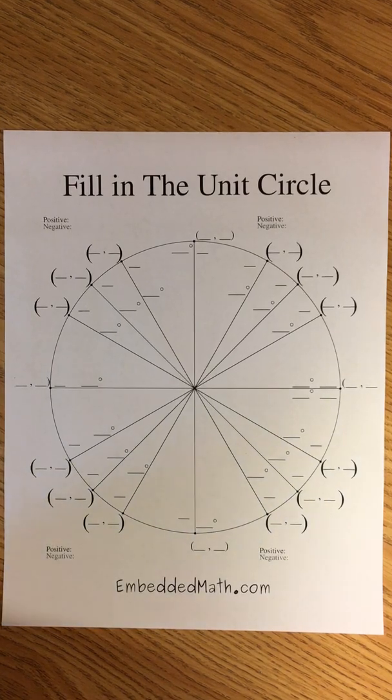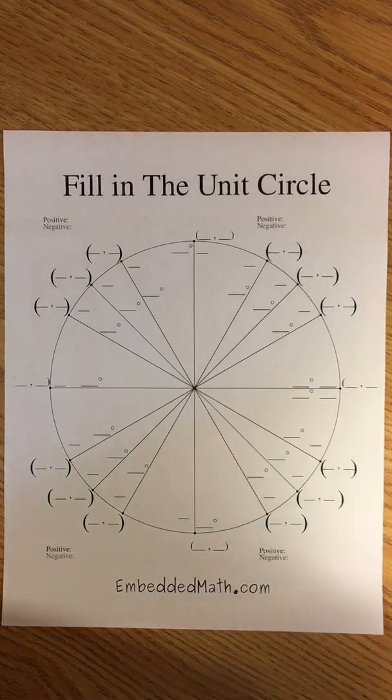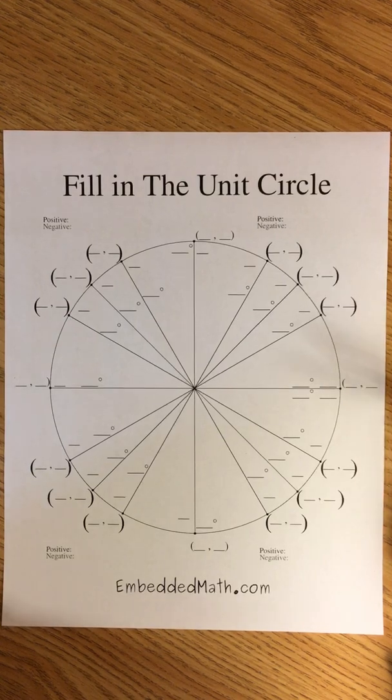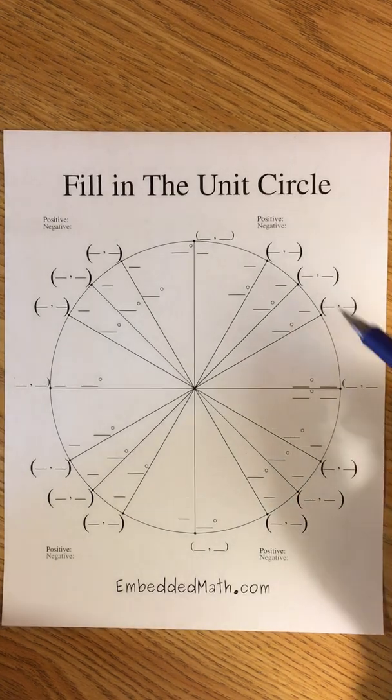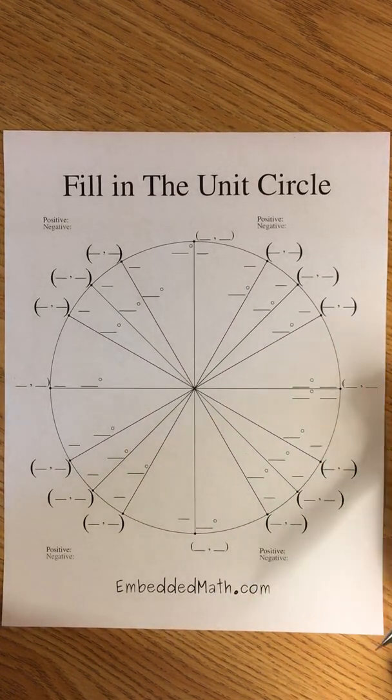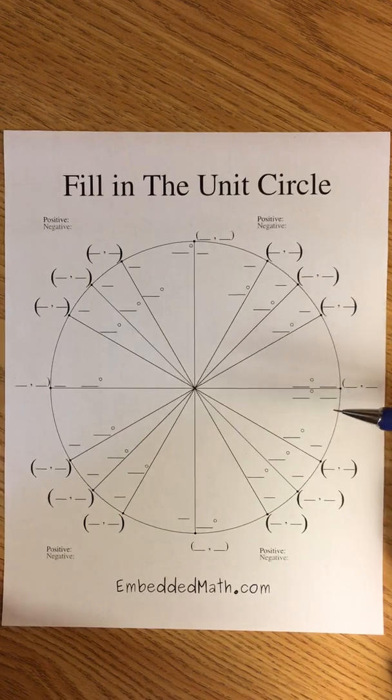Okay, today's topic is the unit circle. Now, you may have heard of the unit circle, and the unit circle is known as the unit circle because it has a radius of 1. Now, this is the unit circle as it's commonly used in trigonometry.